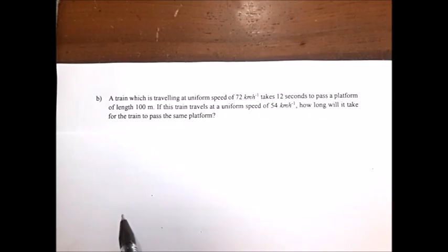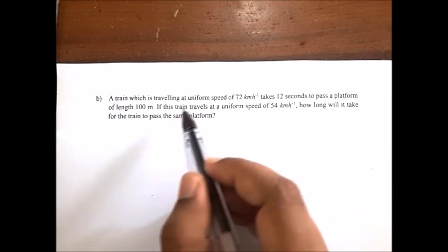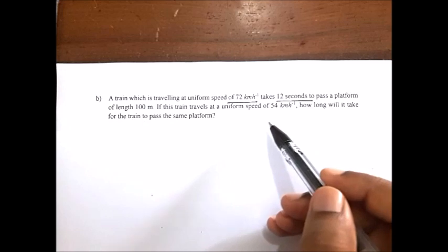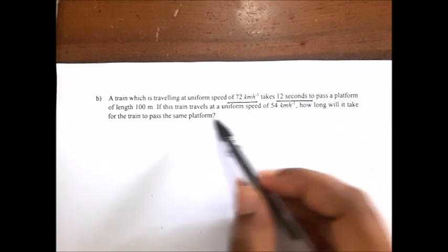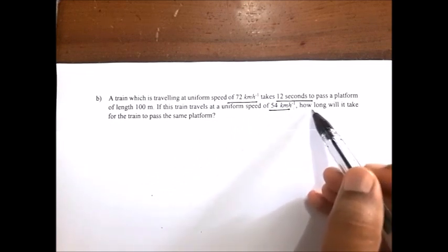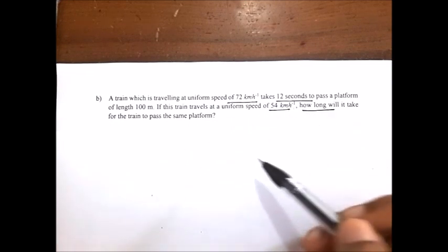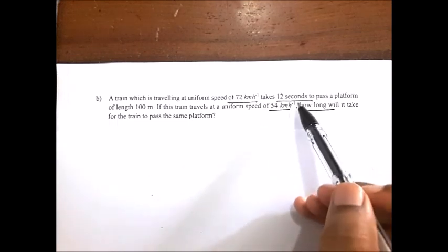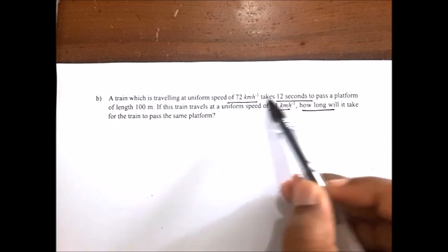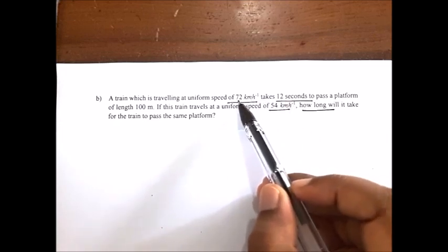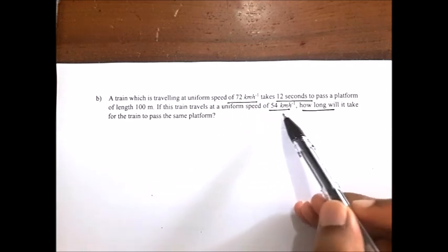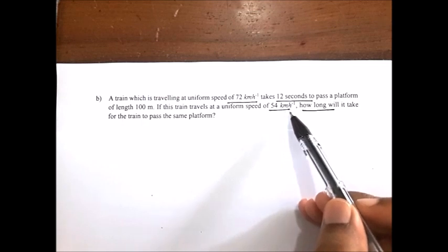Let's start part B of second question. A train traveling at a uniform speed of 72 km per hour takes 12 seconds to pass a platform. If this train travels at a speed of 54 km per hour, how long will it take to pass the same platform? Here time is given in seconds and speed is given in kilometers per hour. You have to convert both into the same unit. So first convert 72 kilometers per hour into meters per second and convert 54 kilometers per hour into meters per second.